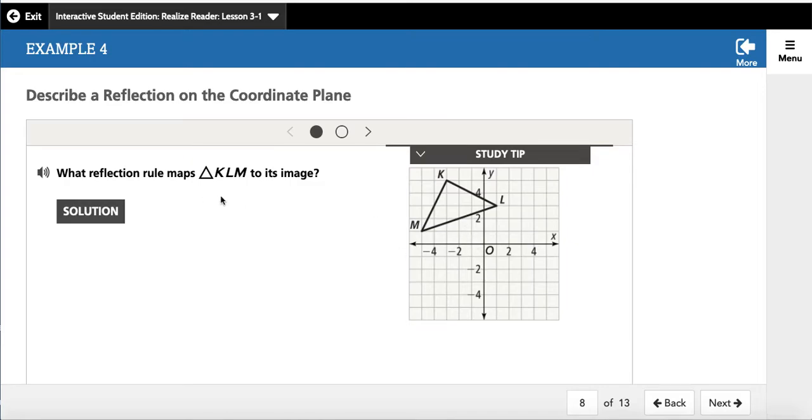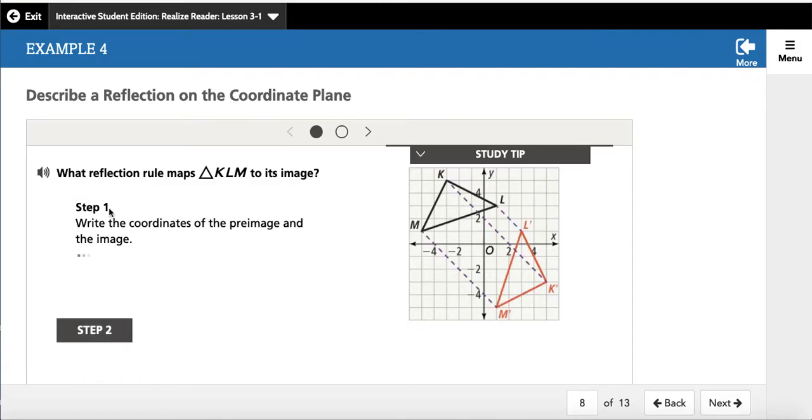Now they don't show the image right now, but the reflection rule is finding the line of reflection. So we need to find the line of reflection that goes right about here. Okay, so here's triangle KLM and its image. And here are the coordinates.